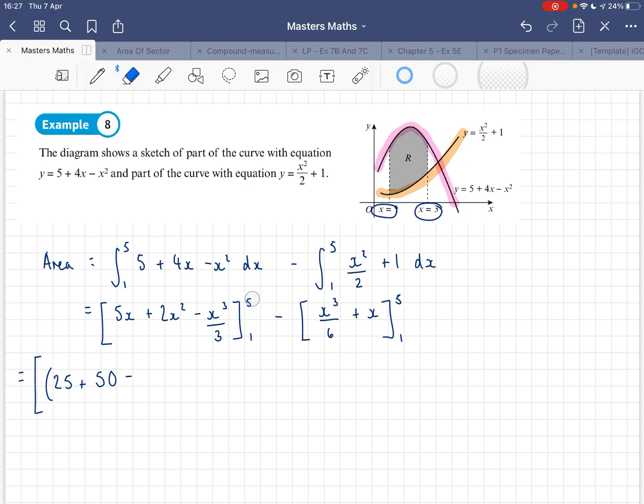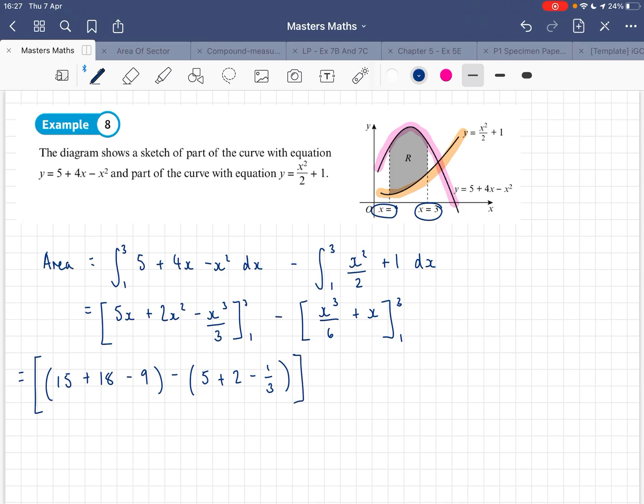Oh, it's 3 and 1, not 5 and 1. I can't read. Hang on. 3 and 1. That makes it a bit easier. Well, it doesn't really. Just smaller numbers. Okay, let's start again. So 15 plus 3 squared is 9 times it by 2 is 18 minus 3 cubed is 27 divided by 3 is 9, and then I'm subtracting from that what the result I get when I substitute in 1. So 5 times 1 is 5 plus 2 minus a third.